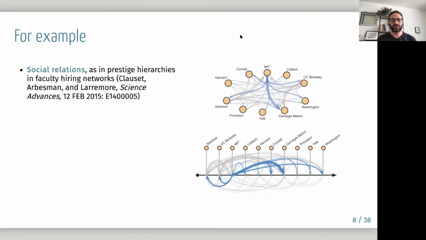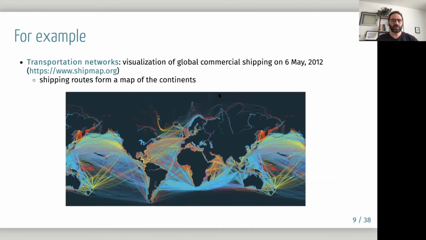Another example of networks is a network of social relations. So here we see social relations between universities, and specifically, this is a map showing prestige hierarchies in faculty hiring networks. And what we see here is that if you graduate from MIT, you have a bigger chance of being given tenure in Carnegie Mellon than in Princeton. So these are the social relations between these universities. Each university is a node in the network, and we have links between them that represent something in these social relations.